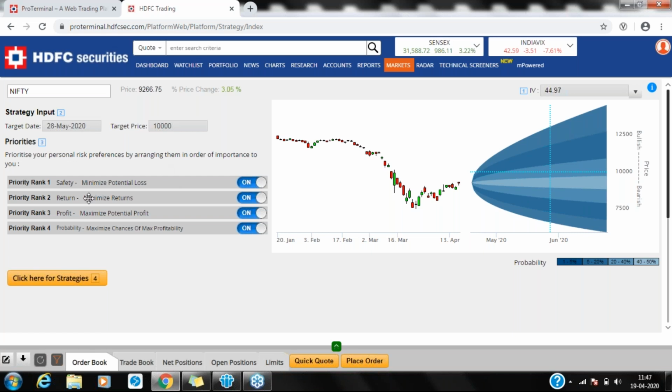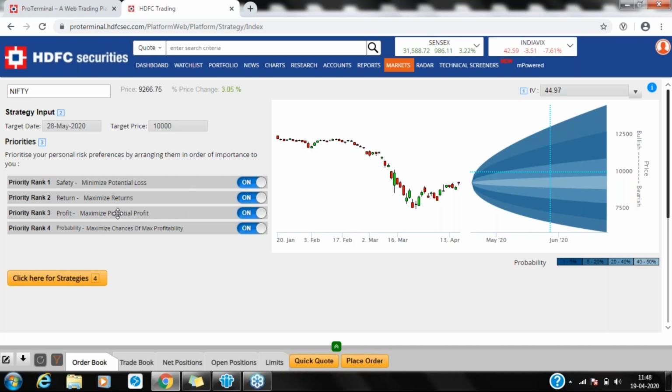Second thing, I have to give a priority. So there are four priorities that are given by the system. One is the safety, another is the return, third one is the profit, and the fourth one is the probability. So I have two options. One is to give a different priority to each one of them, and the second one is to either keep every one of them on or keep it off. So we can do any one of these things.